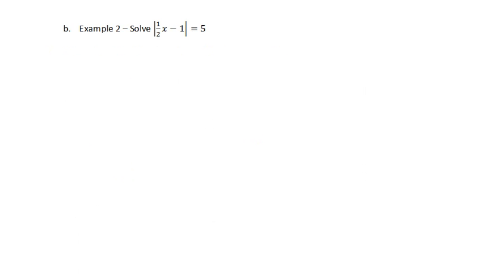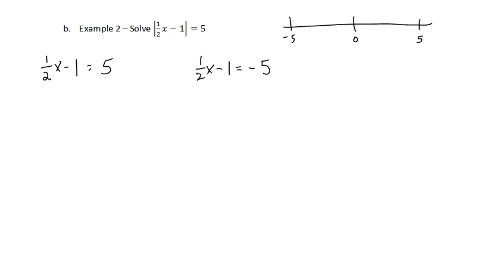Okay, in the next example, it's going to be very similar. We don't need to go through the whole thing all over again, but this expression, 1/2 x minus 1, has to be a number that is 5 units away from 0 on the number line. So it could either equal 5 or negative 5. And so there are 2 equations that come from this: 1/2 x minus 1 is 5, and 1/2 x minus 1 is negative 5.